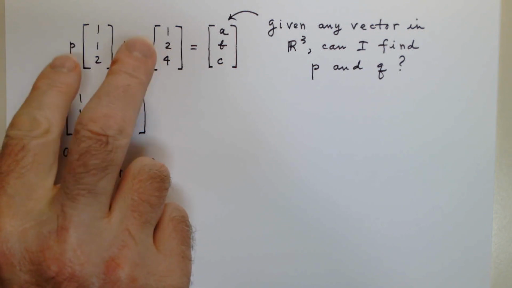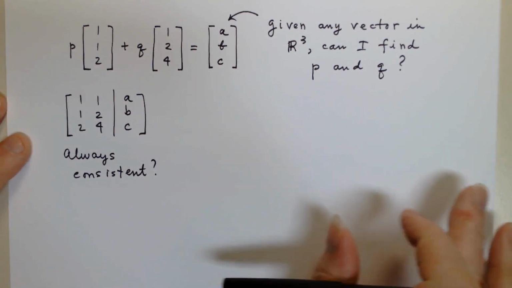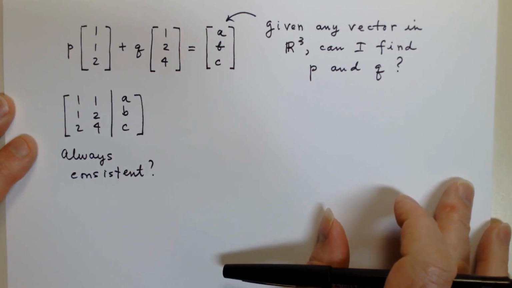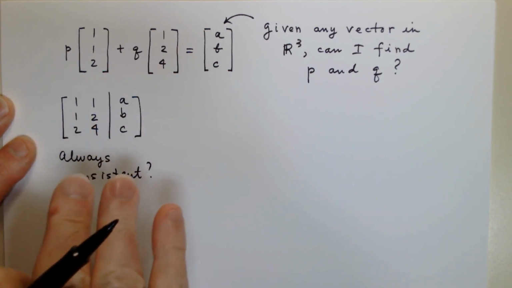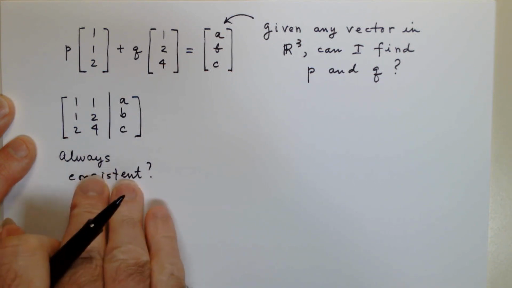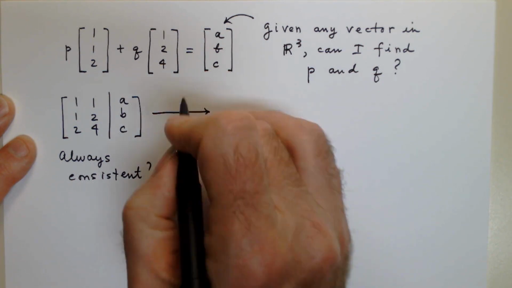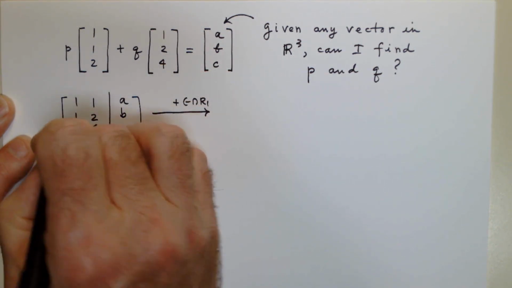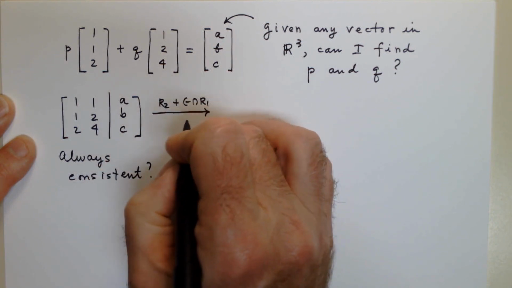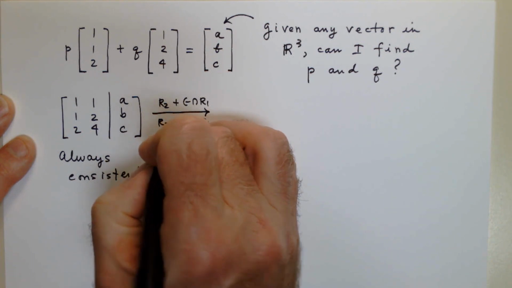If it's consistent, that means there's a p and a q. And if it's inconsistent, that means there's no p and q that will solve the system. Now, we know what to do. This is going to involve doing some elementary row operations, and we need to boil this down into its reduced row echelon form to check for consistency. Okay, so I need to take -1 times row 1 and add that onto row 2, and -2 times row 1 and add that onto row 3.